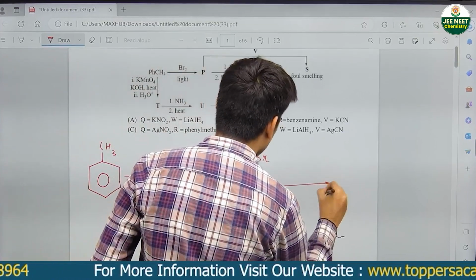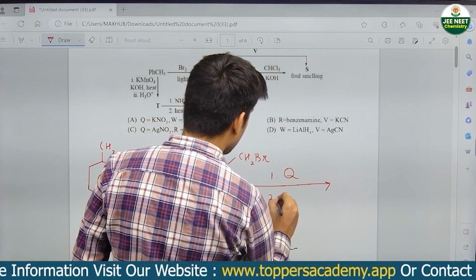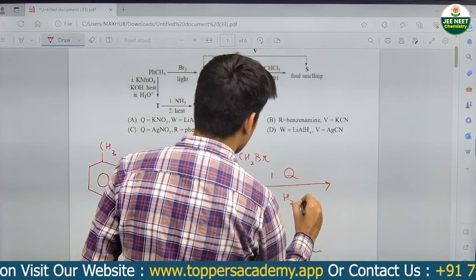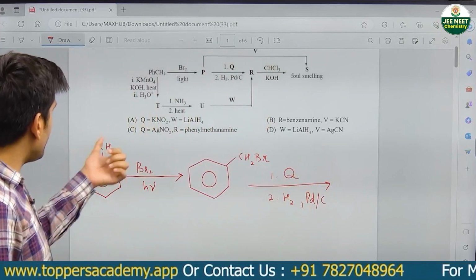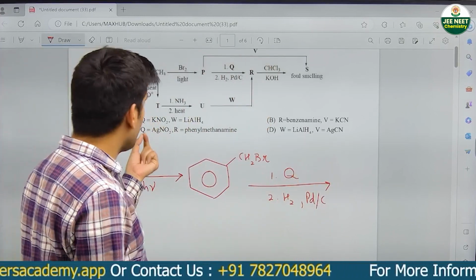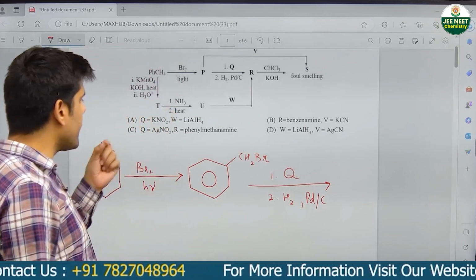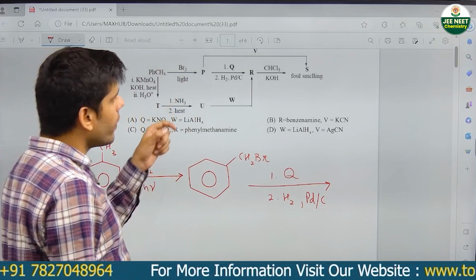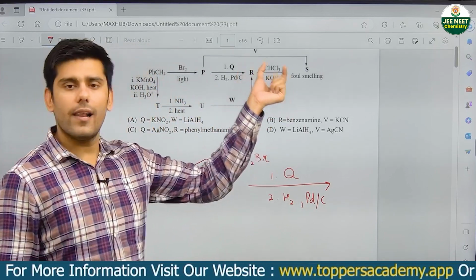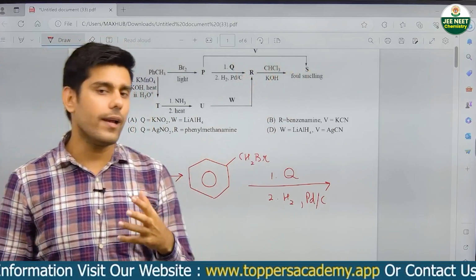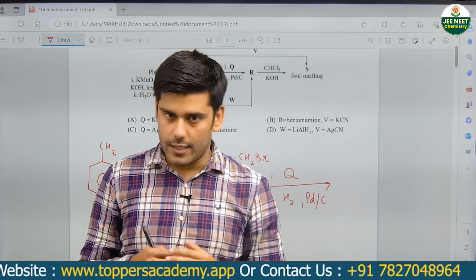it is our Q. In the first set of reagent is Q. Second is reduction, hydrogenation in the presence of palladium and charcoal. So Q is KNO2 if we go with the A option, and if we see the C option, it is AgNO2. So look here, we know that this is our carbylamine reaction, and we know carbylamine reaction is a characteristic reaction of primary amines, right?